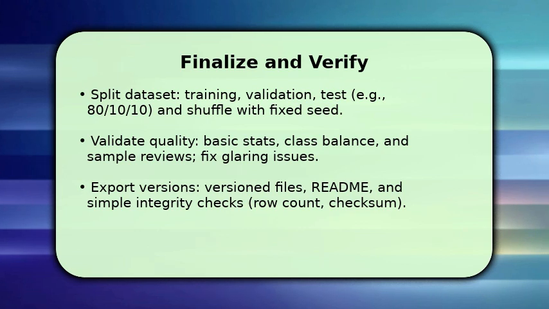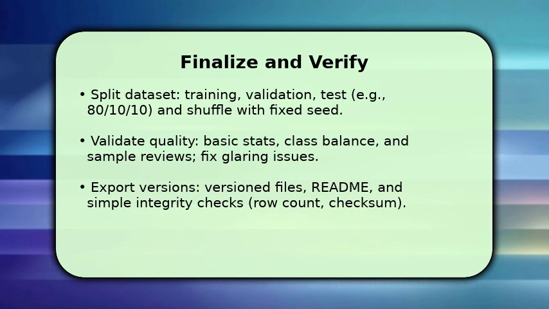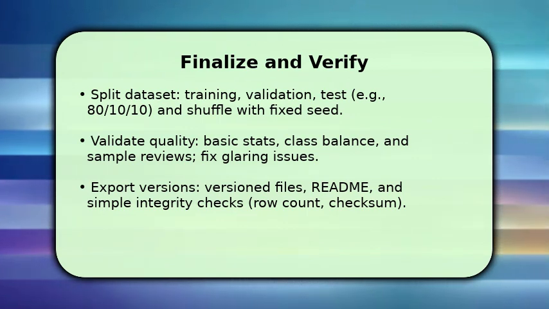Shuffle and split into training, validation, and test sets, for example, 80/10/10, using a fixed random seed so results are reproducible. Run quick quality checks, class balance, value distributions, and manual sample reviews to catch systemic errors. Finally, export versioned files with a README and run integrity checks like row counts and checksums.